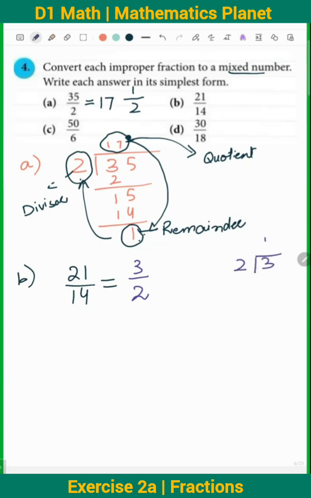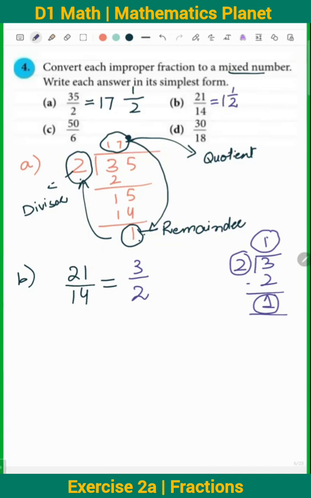2 times 1 is 2. Everyone knows the division, right? 1. So now what is the quotient? 1. What is the remainder? 1. And what is the divisor? 2. So how are you going to write this one? 1 whole 1 upon 2. Very good.